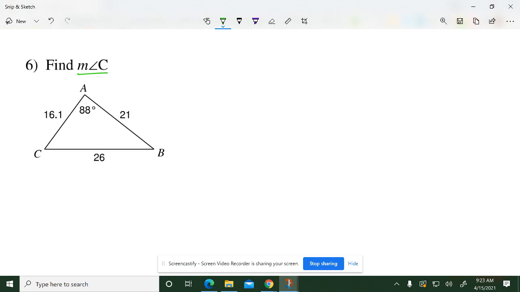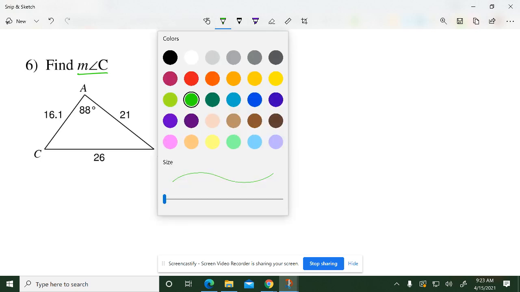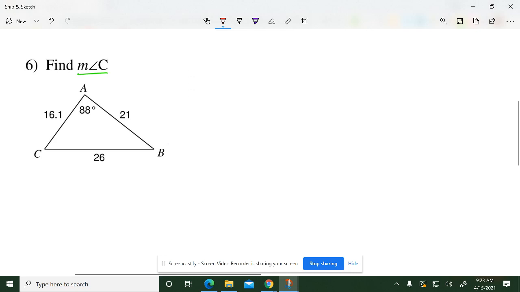So angle C, I'm going to go ahead and mark that. I'm going to use a couple different colors here to keep track of things. And here's what I want to be really careful of. If you look at this triangle, all 3 sides are marked. We have information about all 3 sides. You only need to work with 2 of the sides, so you have to be really careful about which 2 you're going to use.